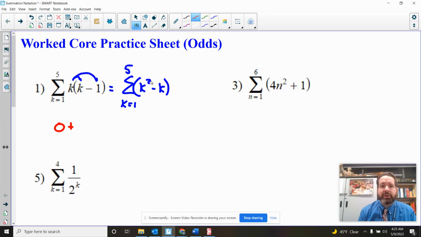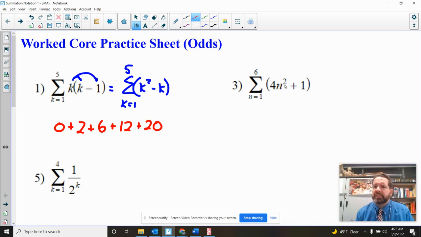Next to 2. 2 squared is 4. 4 minus 2 is 2. Next to 3. 3 squared is 9. 9 minus 3 is 6. Next to 4. 4 squared is 16. 16 minus 4 is 12. And then lastly, to 5, stopping at 5 up here. 5 squared is 25, minus 5 is 20. So you are on this one just to write out the sum. There it's written out. We're all good.